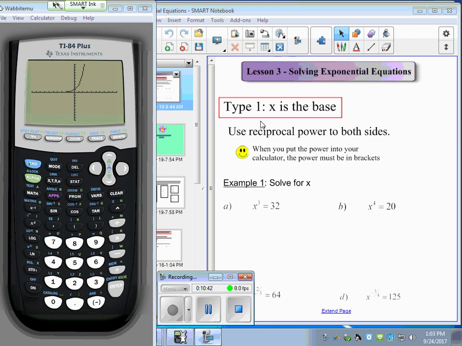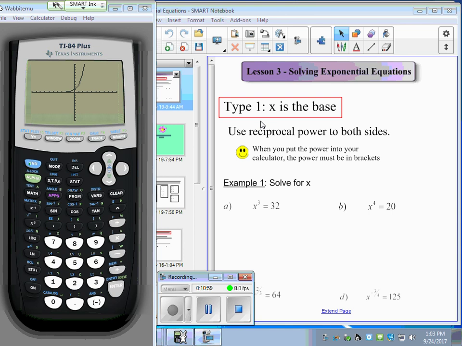So let's try solving the first one here. x to the power of 3 equals 32. So it's pretty clear that this is not what we would call a perfect cube, because there's no 3 numbers that we can multiply together to give us 32.